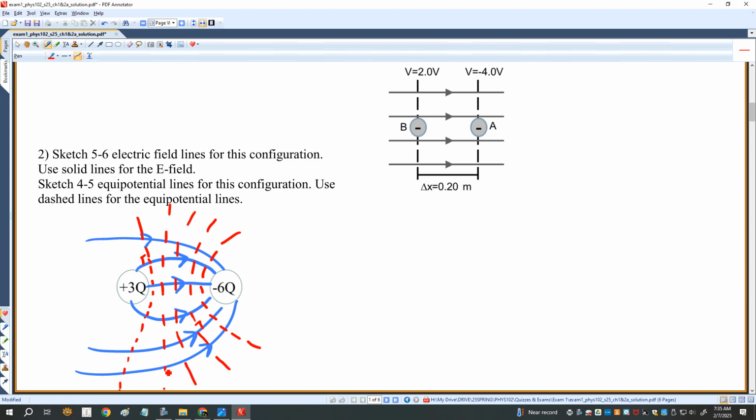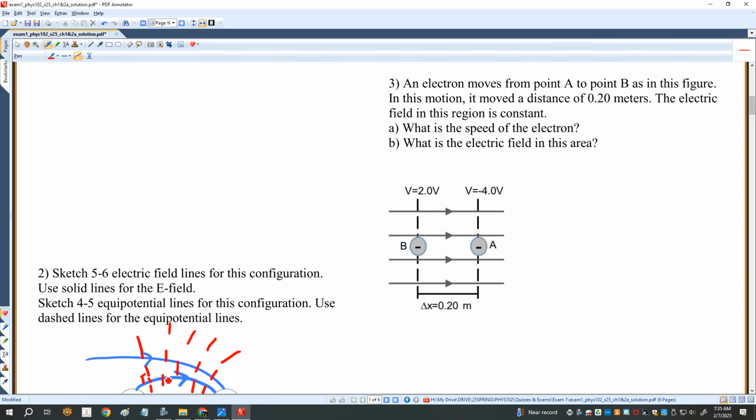All right. Yeah, that's a good map for that dipole with a +3 and a -6. All right, an electron moves from point A to point B in this figure. The distance is delta x equal to 0.2 meters. Let's go back to blue, the red is just so harsh. What is the speed of the electron?